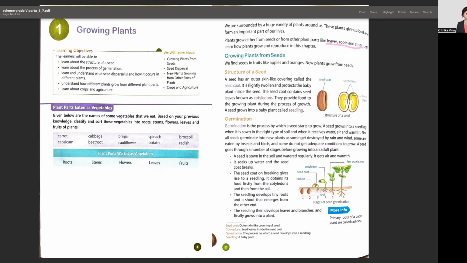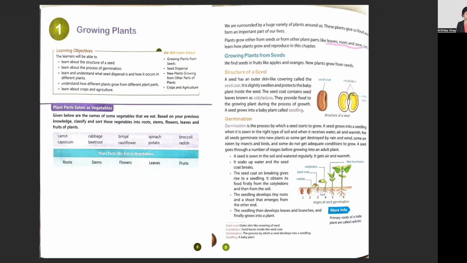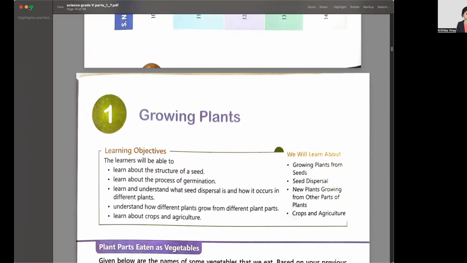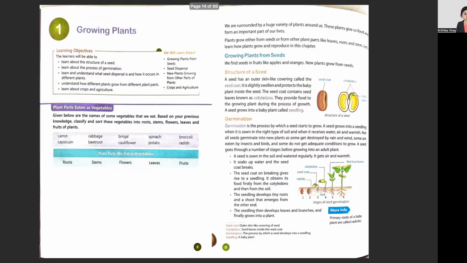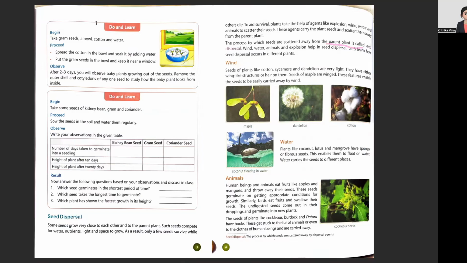Just 1 minute. Let's go to the next page. Okay, so now, Do and Learn. You have to do this page on your own. Okay. So now let me just get rid of this.